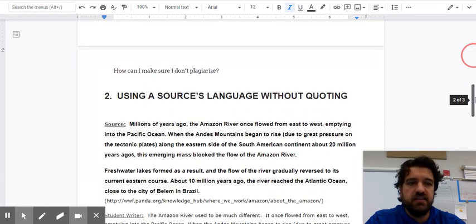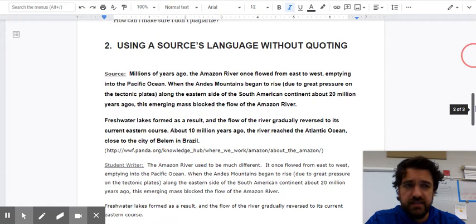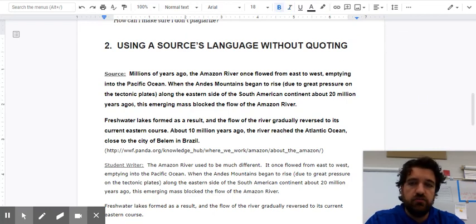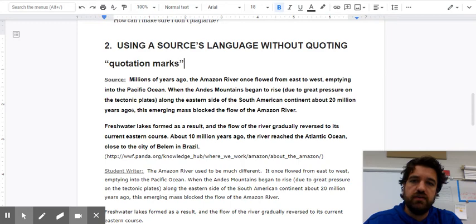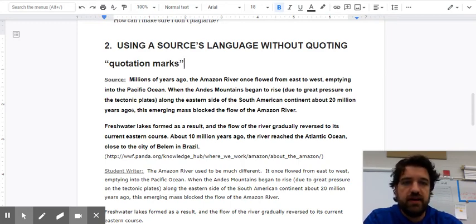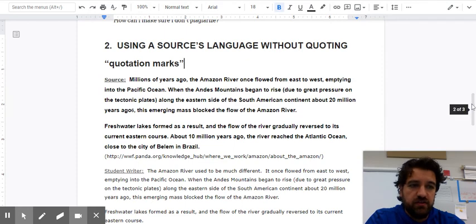The second example of plagiarism is actually the more classic copying and pasting. So, using a source's language without quoting. All right, so you guys know what quotation marks are. In fact, I'll write them, so if you don't know what quotation marks are, right? Those are quotation marks. That means somebody else said that or somebody else wrote that. So you can see here it's pretty clear cut.